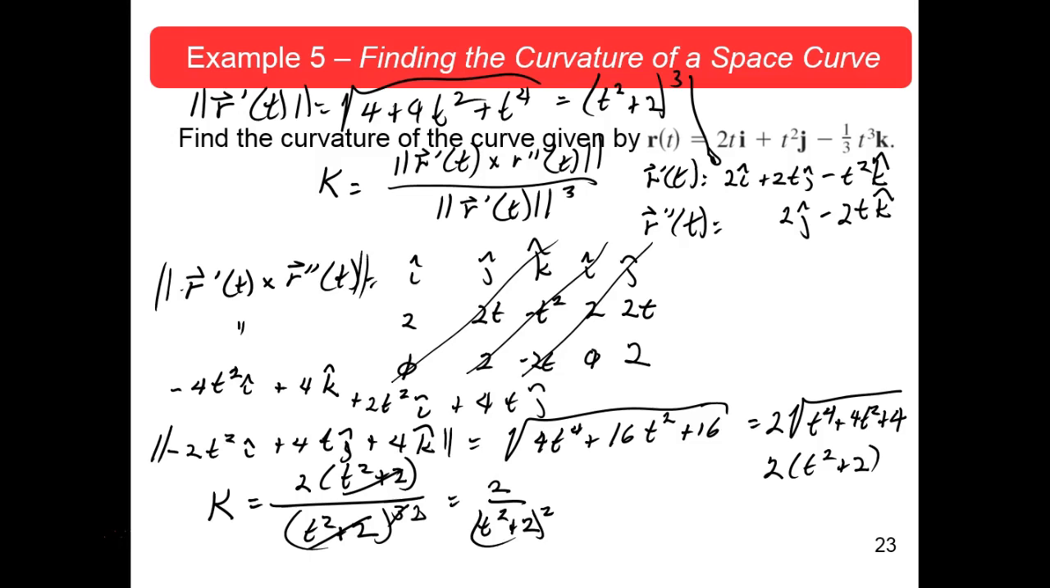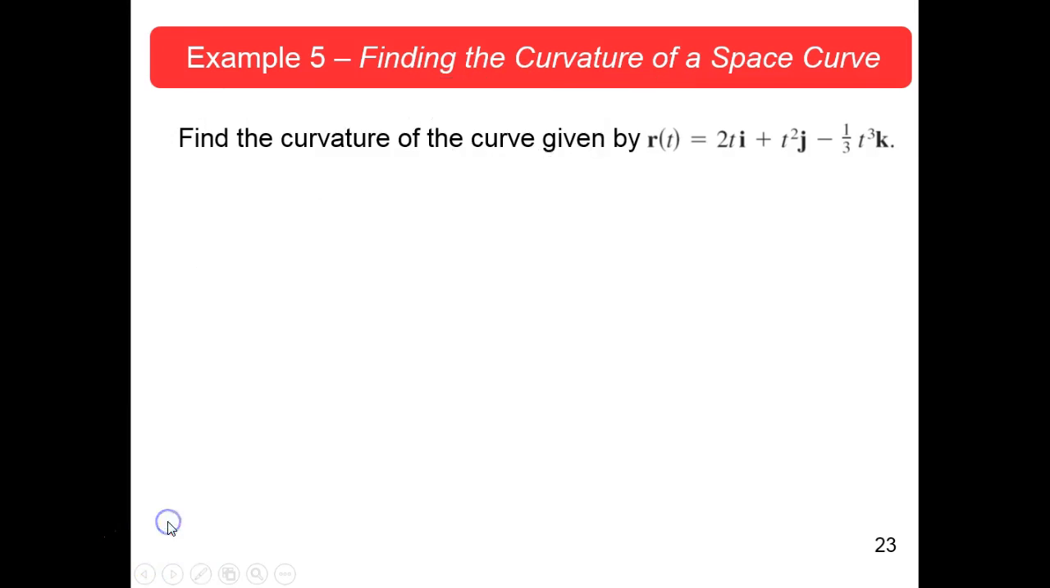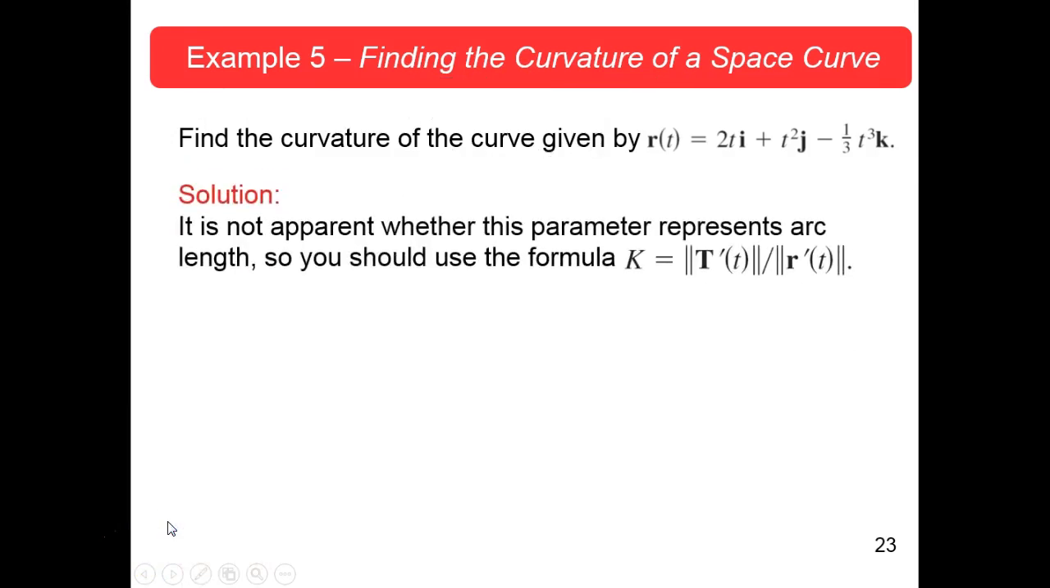And that's the same thing they got. So let's see how they got it and see if there's any major difference. Okay. It is not apparent, they say, whether this parameter represents arc length. I would say almost definitely it's not. So you should use the formula t prime over magnitude of t prime over magnitude of r prime.